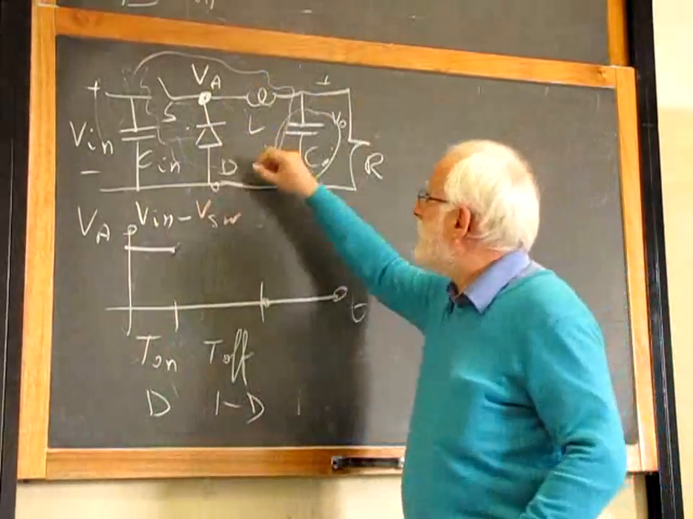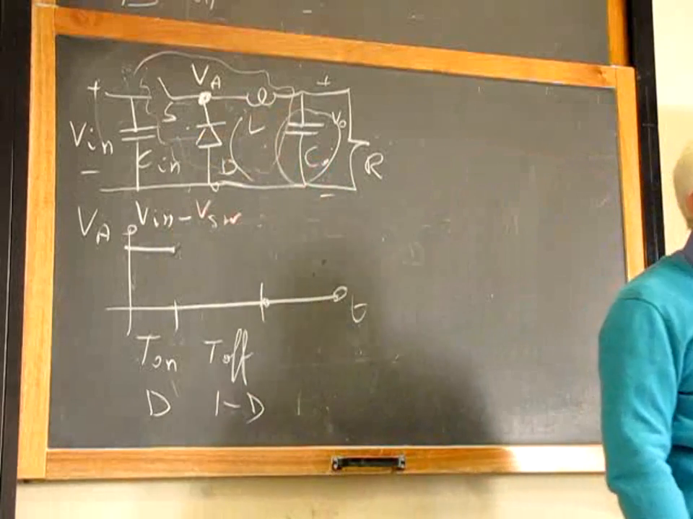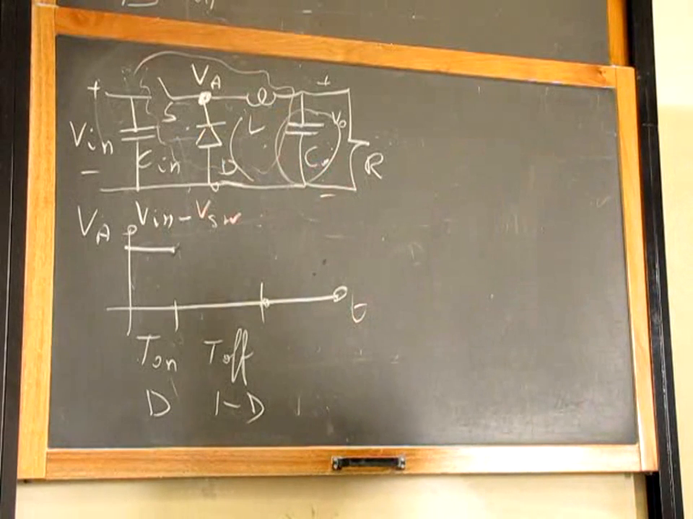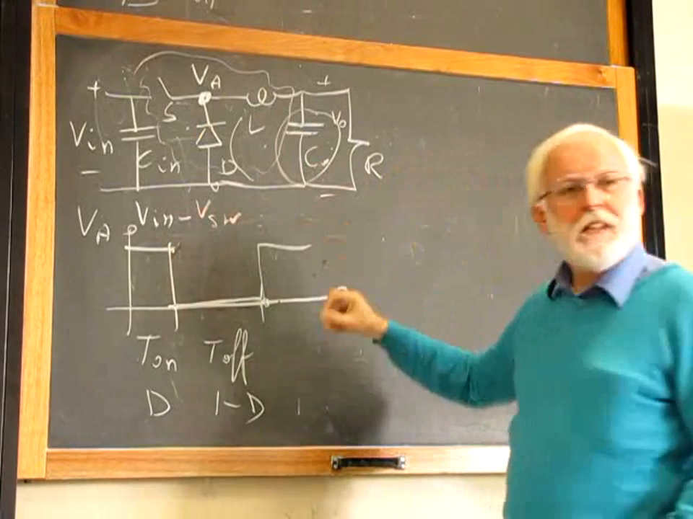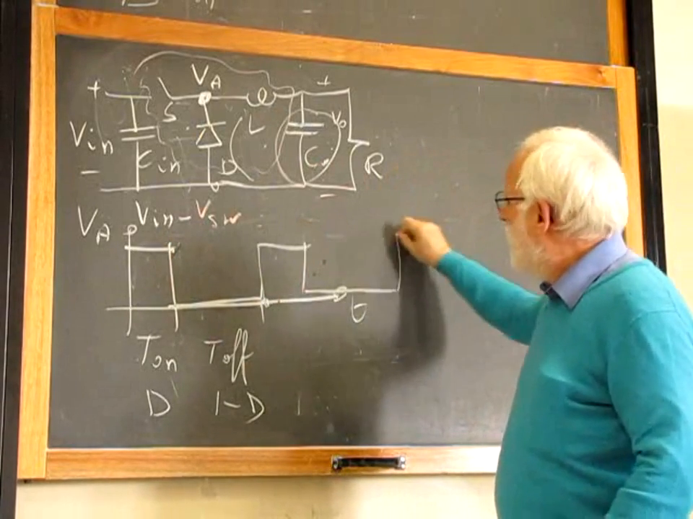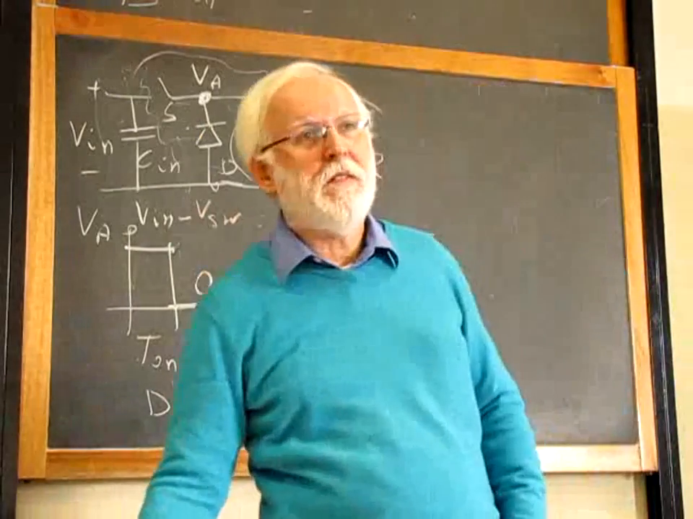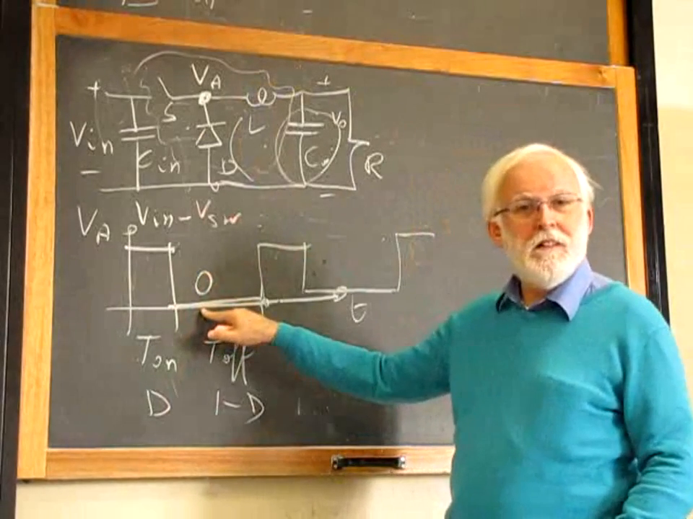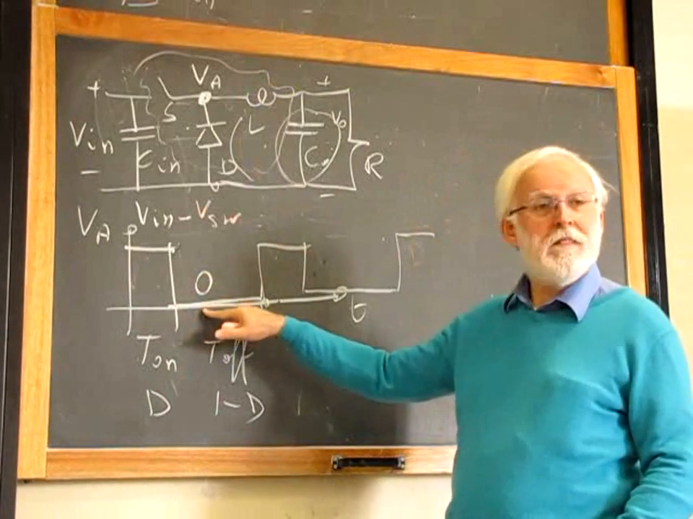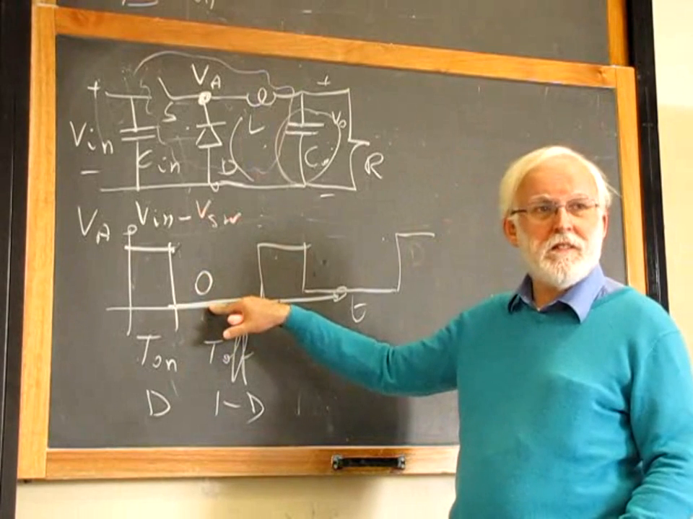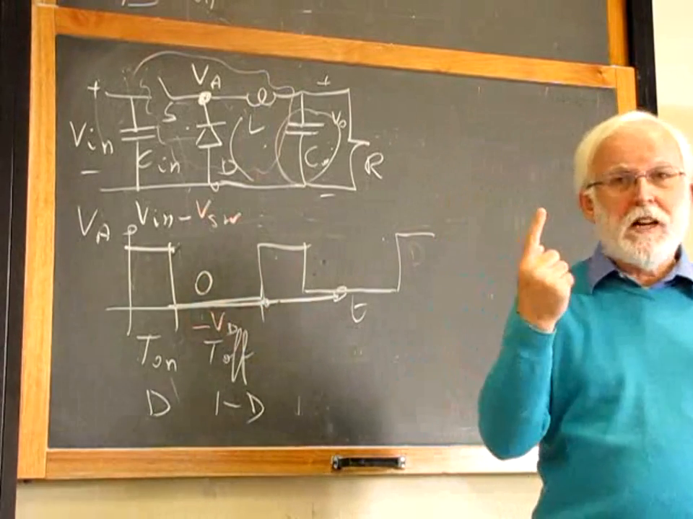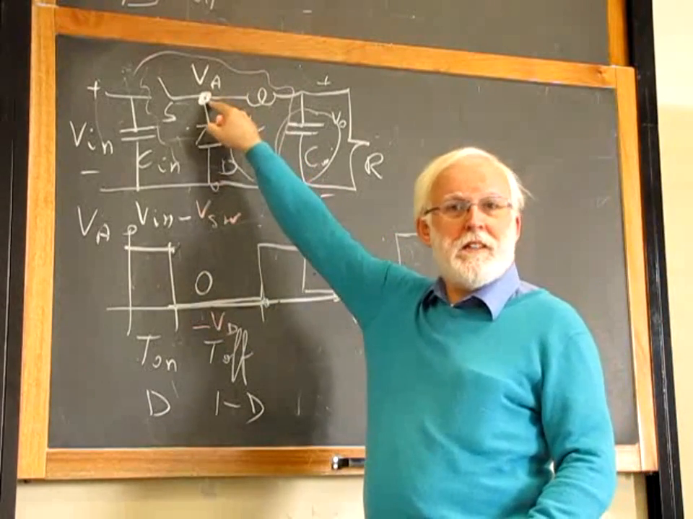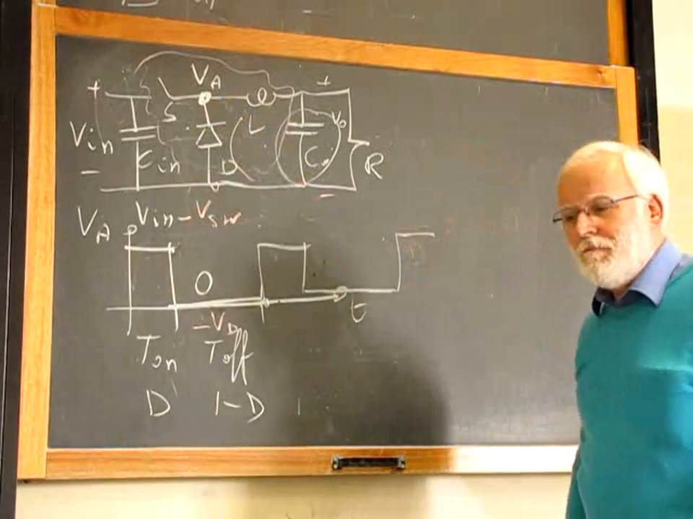Then the switch opens, the diode starts to conduct, and the voltage VA goes down to zero. Then we return up and down as a periodic waveform. This is the voltage zero, or if you want to be very, very precise, when the diode conducts, what is over here is negative. Because current flows through the diode, the anode is more positive than the cathode, and this goes a little bit negative. Anyway, okay.